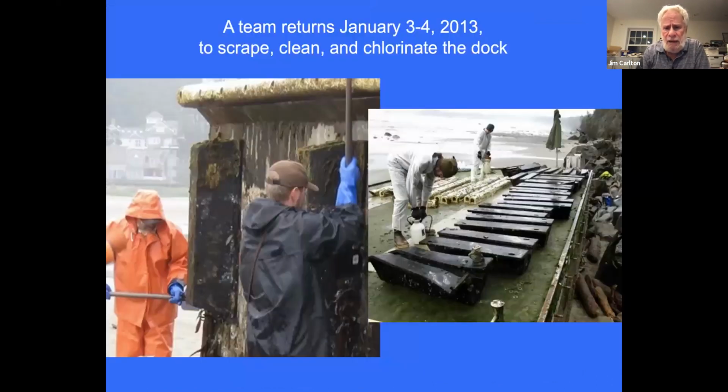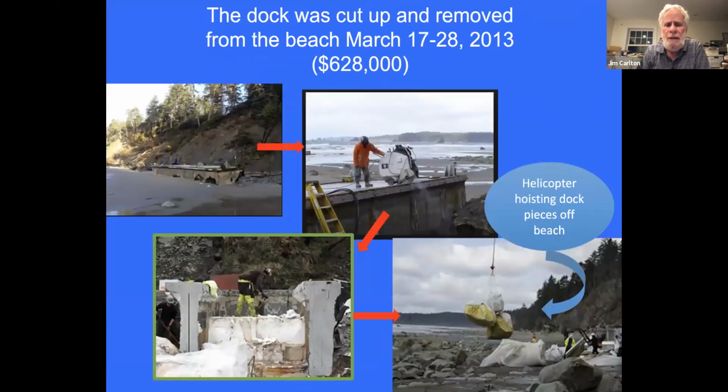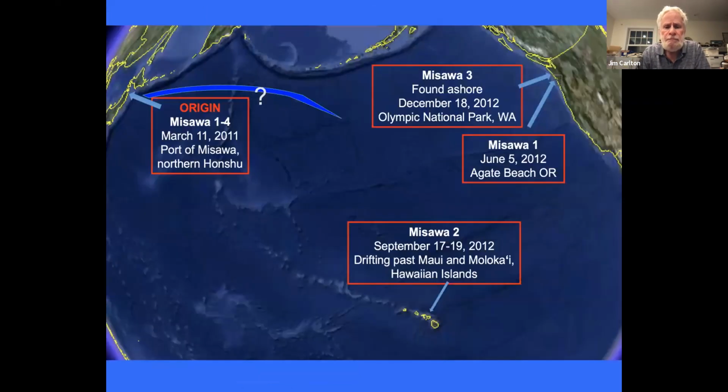And there was a big effort to get everything off of it, including cleaning off the bumpers, as we learned from the first one. And here we are cutting it up. And there's a nice YouTube video, which you can watch sped up with a helicopter, then removing all these pieces for a cost of over $500,000.